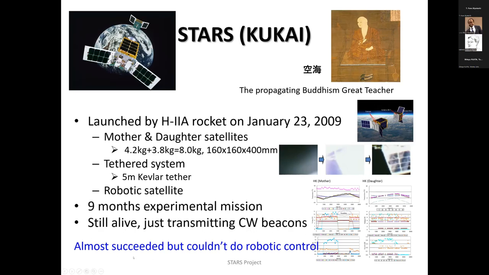So we can say that we almost succeeded, but we couldn't do robotic control. Because the tether length was just 1 meter, maybe not more than five meters. In this mission, we planned to control the attitude of the daughter satellite by robotic arm motion using the tether tension. But the tether is very short, so we couldn't perform a robotic control.